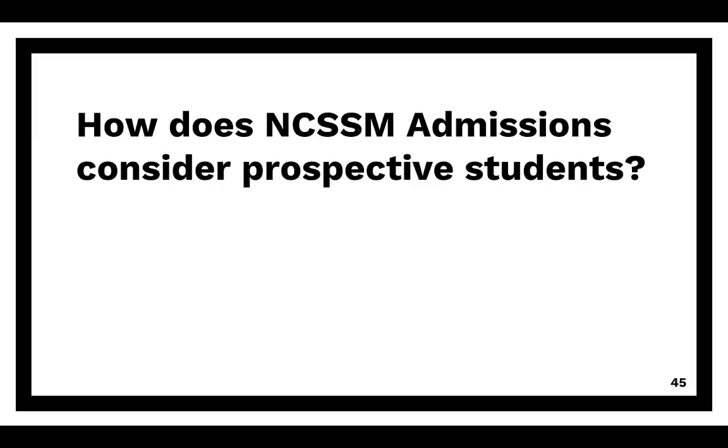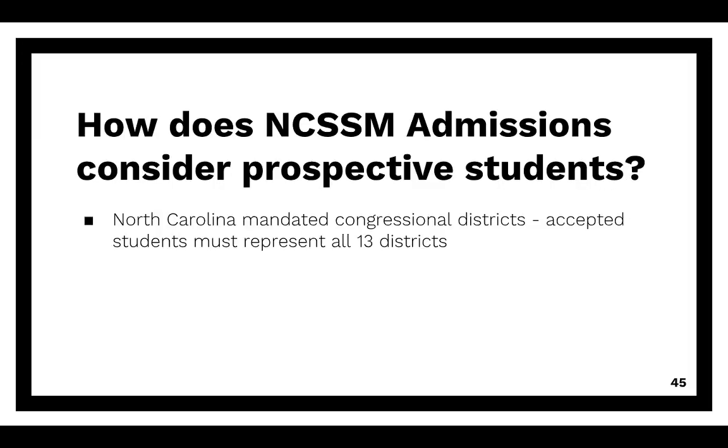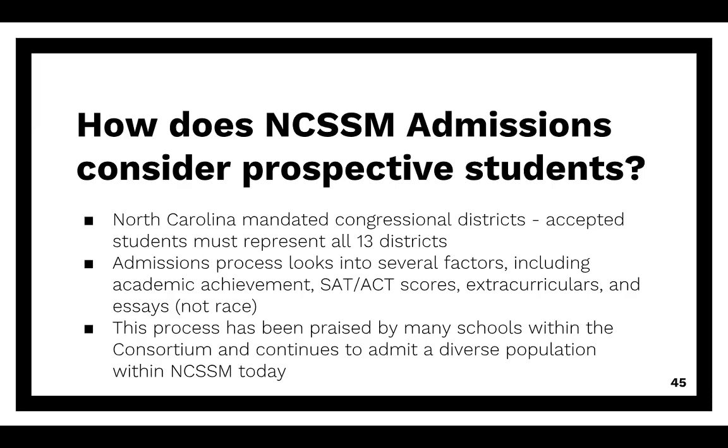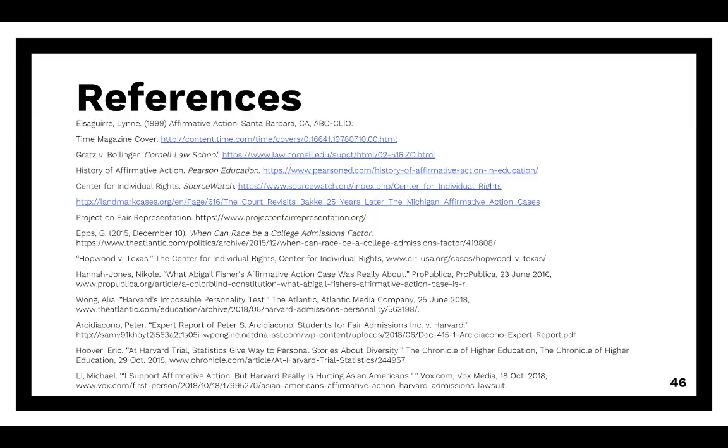So how does NCSSM's admissions process work? They have 13 congressional districts that the student body must represent, and they do look at several factors, which include academic achievement, standardized testing, extracurriculars, and essays, but not race. The system is praised today by many schools within this consortium, and it continues to admit a diverse population within NCSSM. So these are the sources that I used throughout the presentation before I dive into the conclusions and key points that I want to cover.